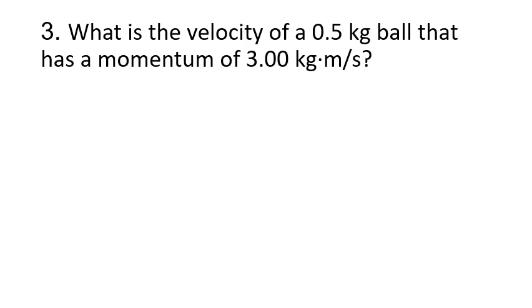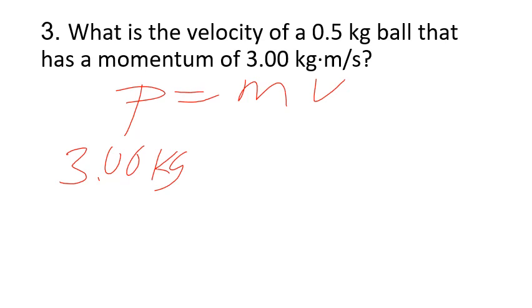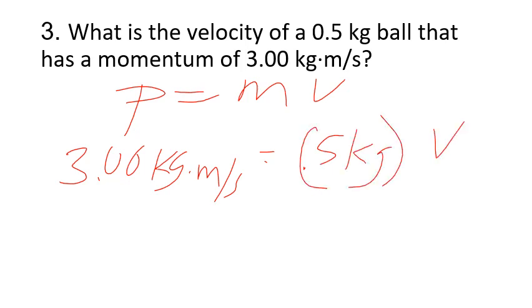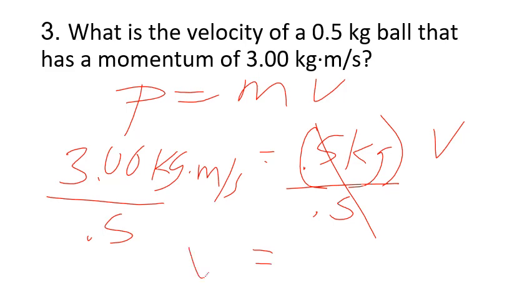Now, this time we want to know, well, what's the velocity if we know the momentum? Well, momentum is mv. We've got a momentum of 3. We know that the mass is 0.5 kilograms. We want to know v. So we divide by 0.5 on both sides, and we get a final velocity of 6 meters per second.